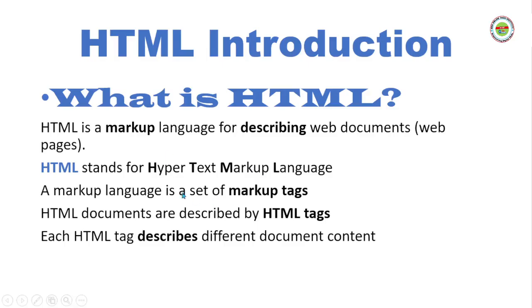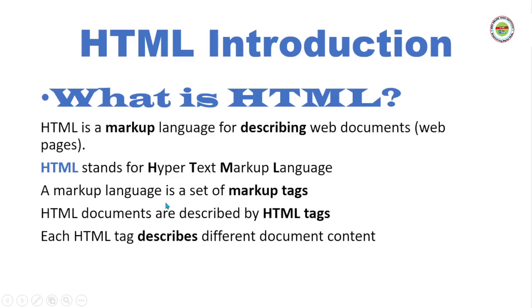Now HTML, these four letters, have a meaning. The H stands for hyper, the T stands for text, the M stands for markup, and the L stands for language. So we simply refer to it as the HyperText Markup Language.